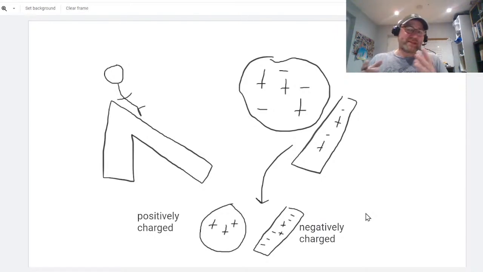How would you know if the rod is negatively charged or positively charged without seeing these particles? Well, you could get another rod that you know is negatively charged and hold your rod to it. And if they push away from each other, they have the same charge.